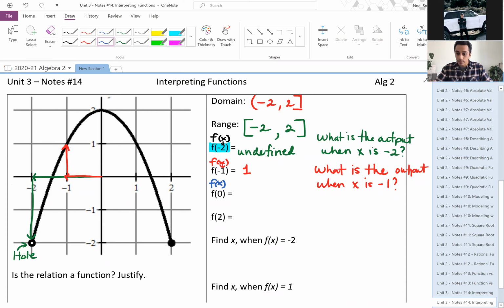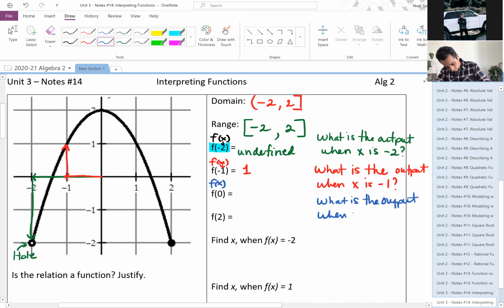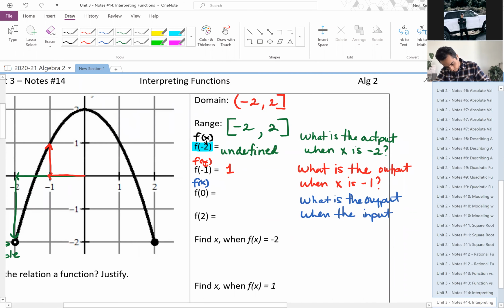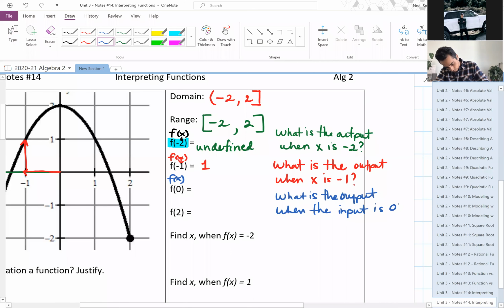Yeah, what is the output when the input is 0? Okay, what is the output when the input is 0? So let me translate that real quick. Okay, or what is the output when x is 0?